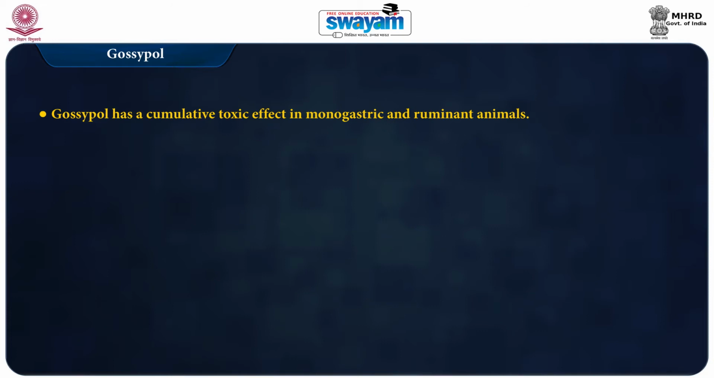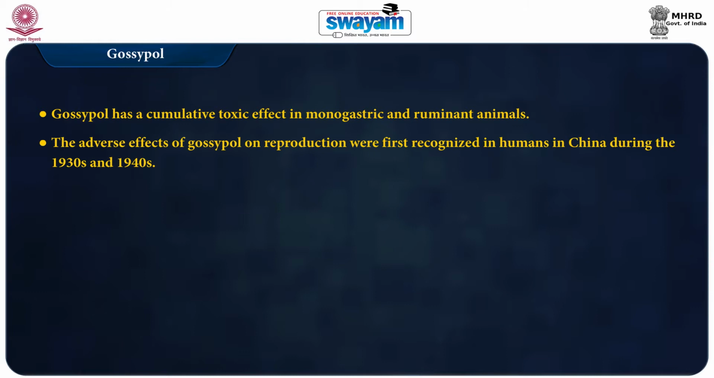Gossypol is known to have a cumulative toxic effect in both monogastric and ruminant animals. The adverse effects of gossypol on reproduction were first recognized in humans in China during the 1930s and 1940s.